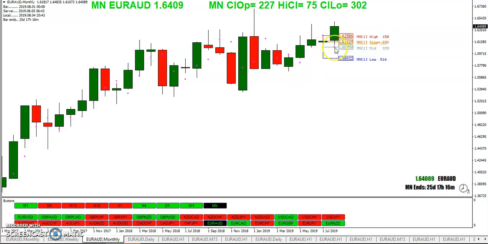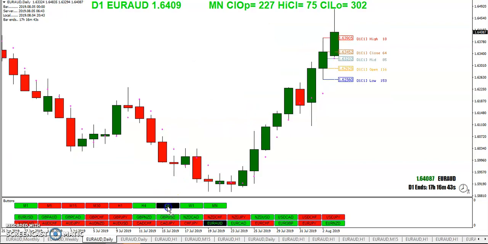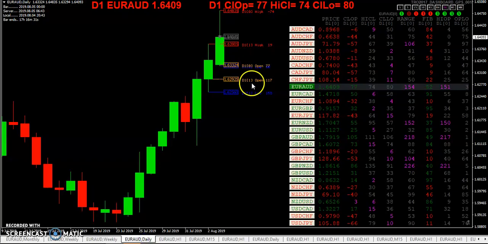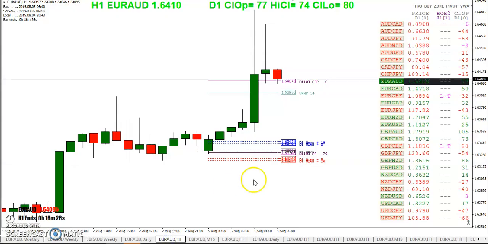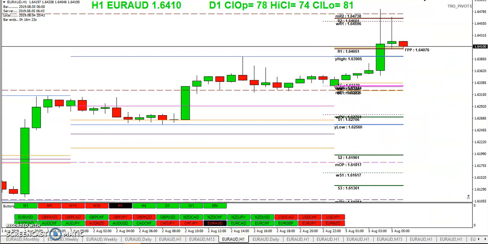And you can see it opened above the previous month's midpoint, went up, above the previous week's midpoint, went up, and above the previous day's midpoint, went up. So once again, using that previous midpoint as a bias, something to trade off of, proved to be profitable. And once again, we're looking at the ranges here. We looked at the buy zone, we looked at the rat zone, and we're looking at the pivot.